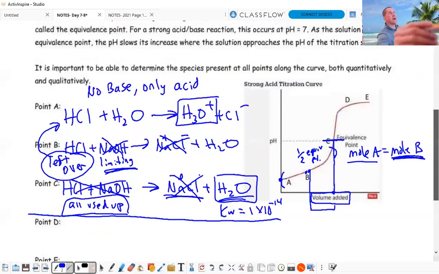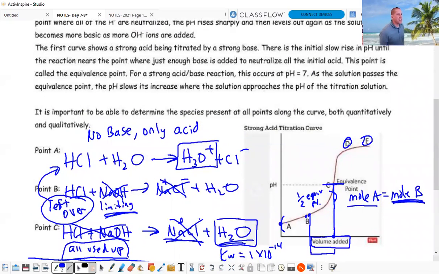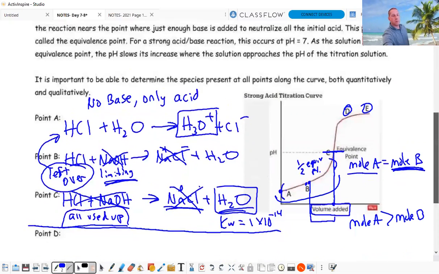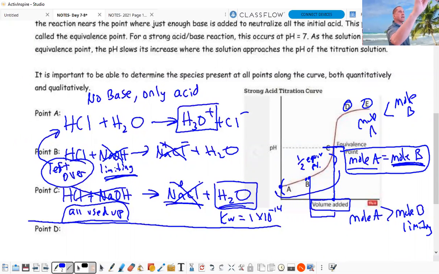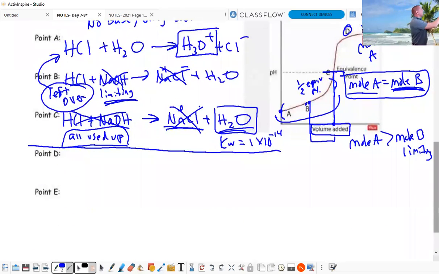What about at point D? So now point D and point E, these are actually the same. These are past the equivalence point. So down here, as I said, the moles of acid are greater than the moles of the base. The moles of the base is going to be the limiting. It's going to be all used up, and you're going to have some moles of acid left over. Keep adding moles of base until the two are equal. But then you keep adding moles of base. Now the moles of base are greater than the moles of the acid. So now we have leftover OH minus. So the reaction for both of these is the same.